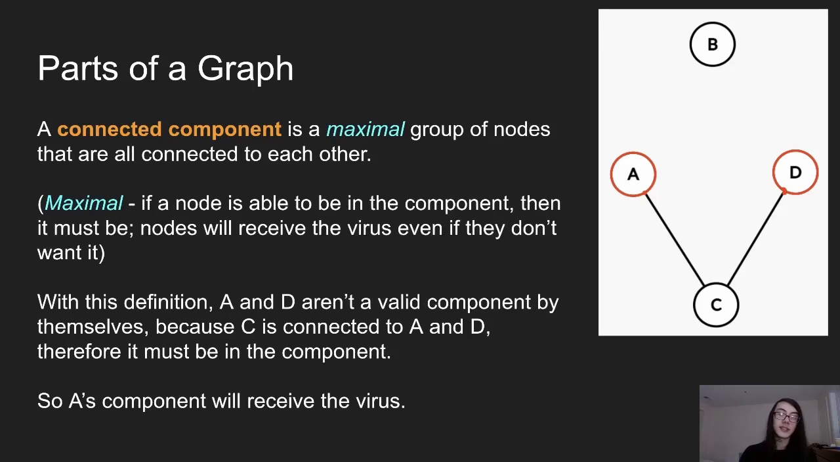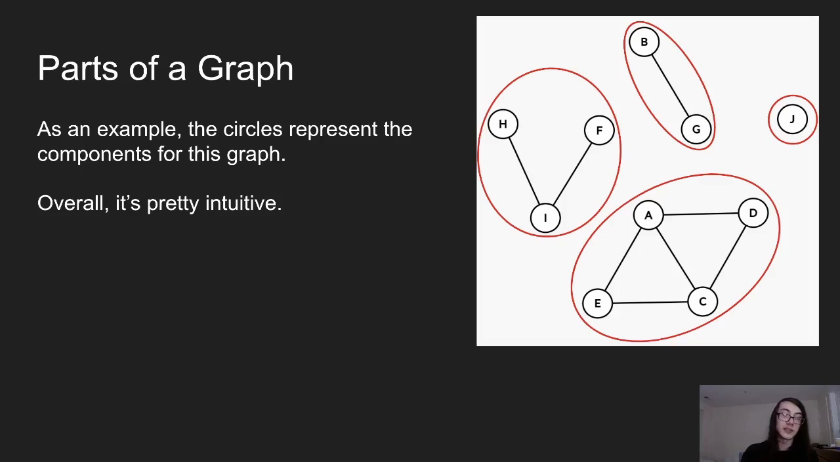And that means that if there's some node that would belong in the component, then it has to be in the component. So A and D are not a valid component by themselves because C is connected to A and D, so it can be in the component, so it must be in the component. So essentially the component has to be as large as it possibly can. That way the component exactly represents the nodes that will receive the virus. Nodes can't choose to not receive the virus, and similarly, nodes can't choose to not be in the component. Now all this should be pretty intuitive. It should fit your definition of what a component would be. For example, the red circles here represent the components for this graph.